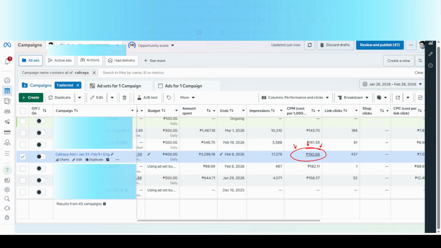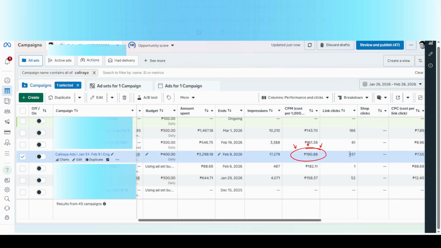If your CPM is high, more than 350 pesos, it means you have an expensive audience, no? You have a poor ad quality. If it's low naman, it has a good reach cost. Maganda yung reach. Okay, so move on.